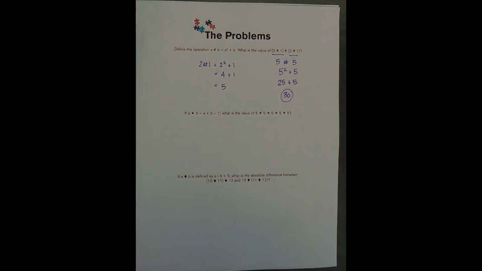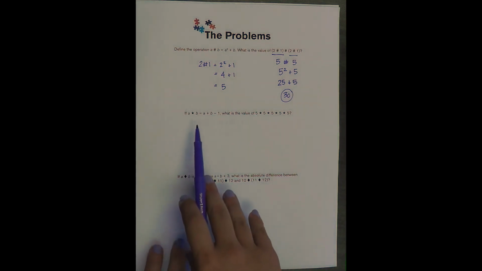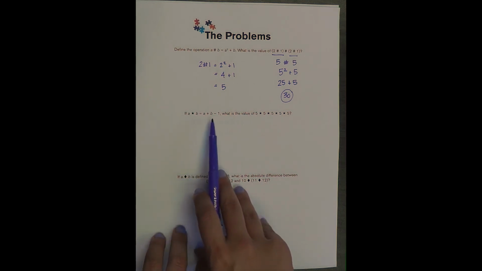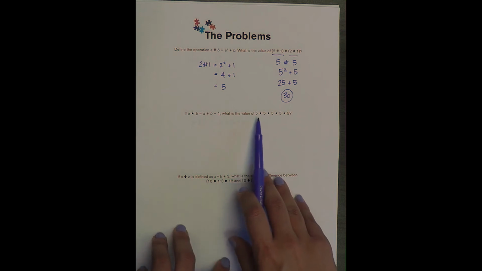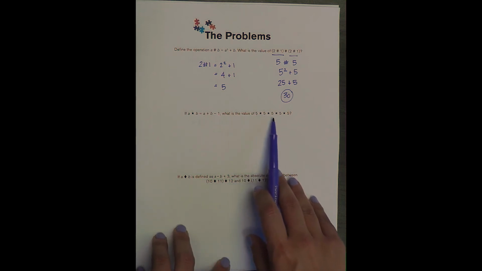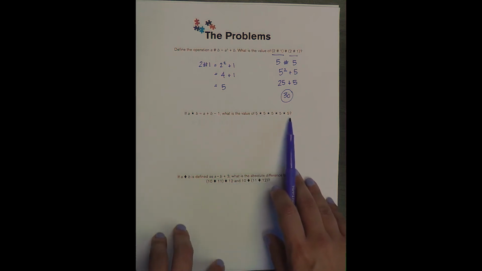All right, so that wasn't too bad. That's everything you already knew about order of operations. It's really just plugging stuff in. So let's look at another problem. The second problem says, if A star B equals A plus B minus 1, what is the value of 5 star 5 star 5 star 5 star 5?